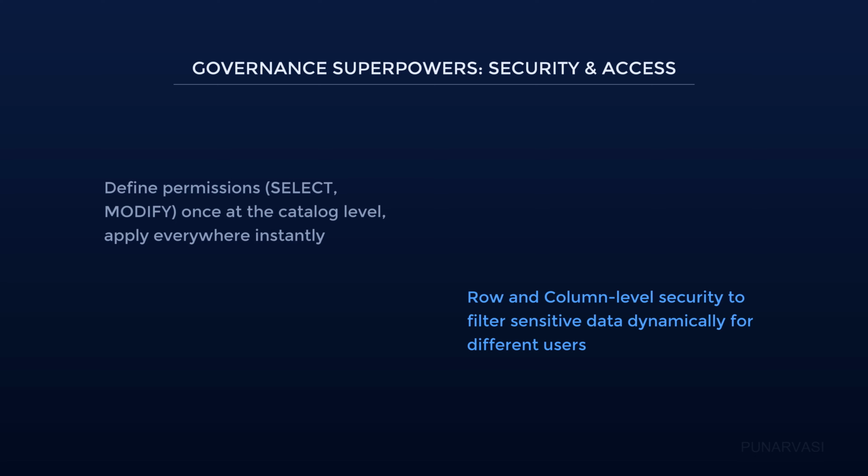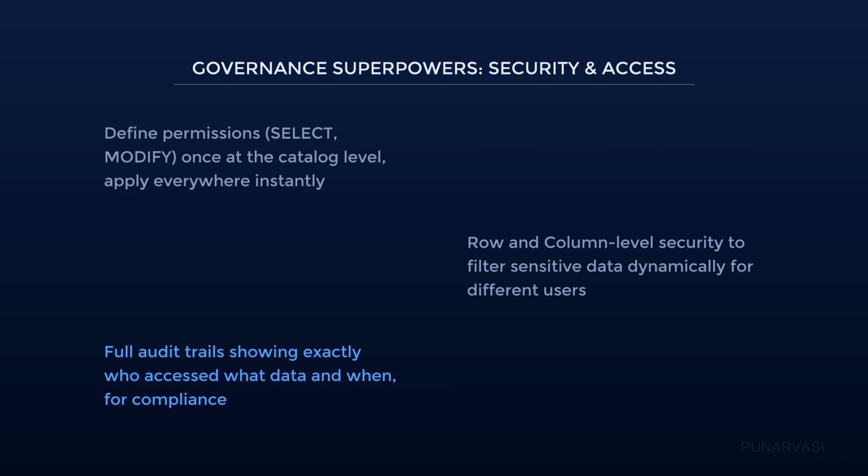What if you could hide a specific column for HR but not for finance? Or filter patient records by region with a single rule? Unity Catalog does not just secure your data, it gives you surgical precision over every row and column dynamically, for every single user. Think about this.